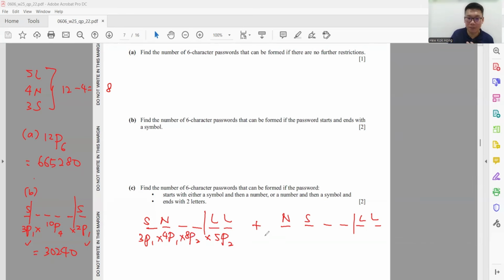We choose from the 8 to fit in these 2 positions. Here again number is 4P1, 3P1, 5P2, and again we take out 4 already. We have 8 left to pick these 2. So you get 13440 plus 13440 equals 26880.